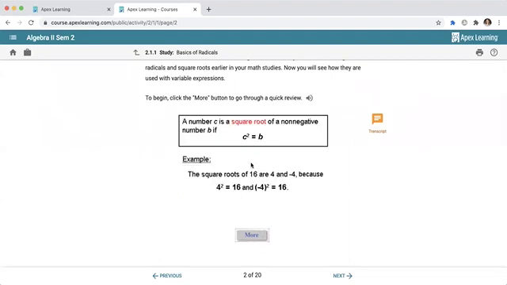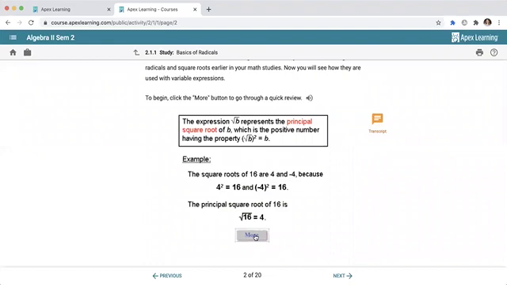All right, so for example, if I've got 4 squared equals 16, and negative 4 squared equals 16, if I were to take the square root of 16, obviously we know that the roots would be positive and negative 4.